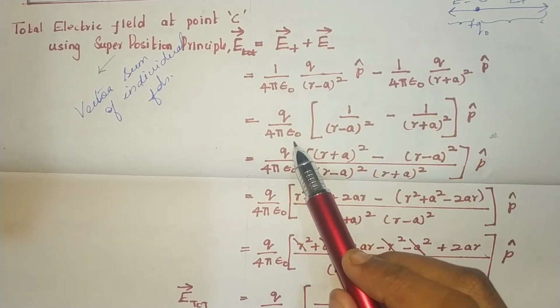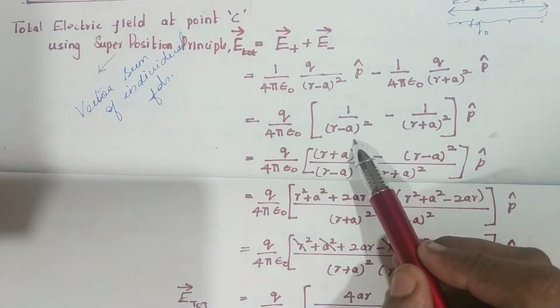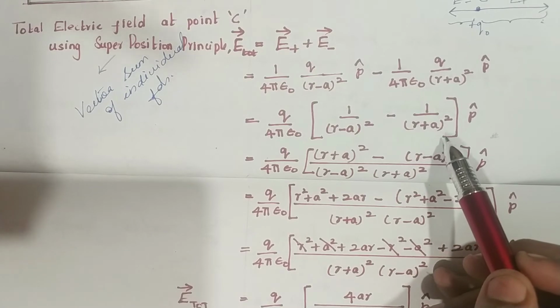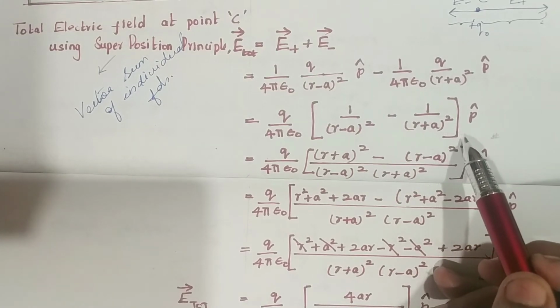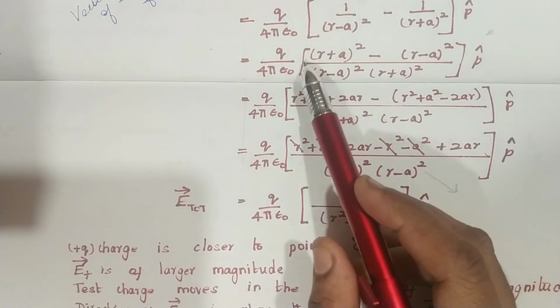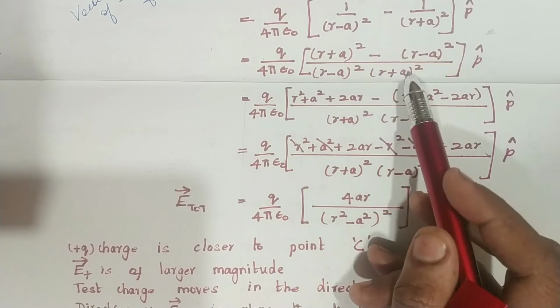q by 4 pi epsilon naught காமனாக இருக்கா? வெளியே எடுத்துடலாம். அப்போ 1 by r minus a the whole square minus 1 by r plus a the whole square P unit. இப்போ q by 4 pi epsilon naught வெளியே இருக்கு. இங்கே நம்ம LCM எடுக்கணும்.